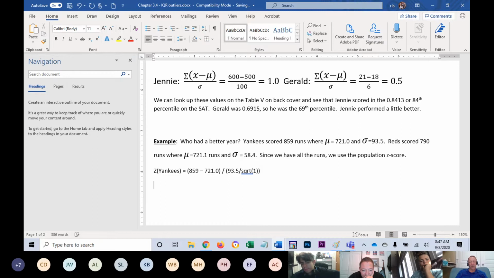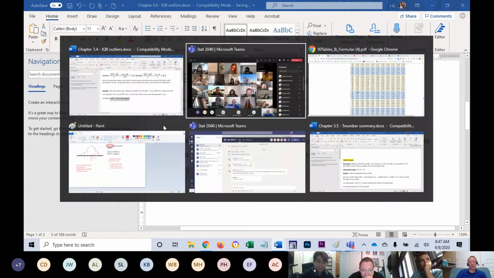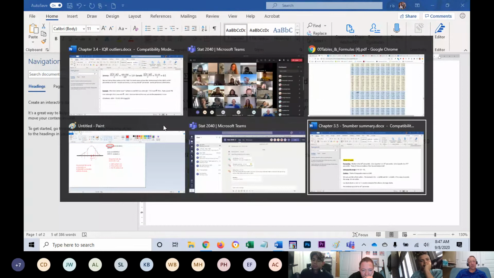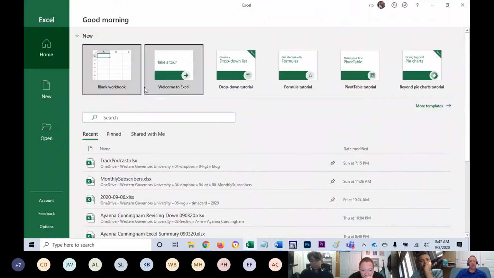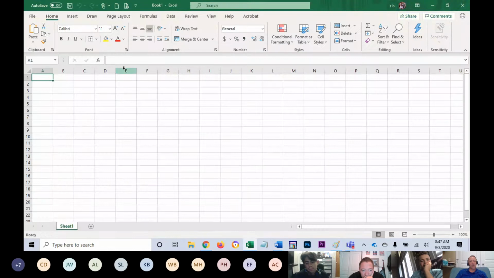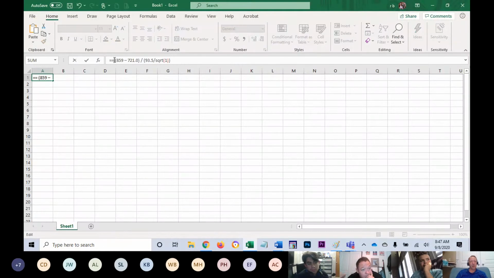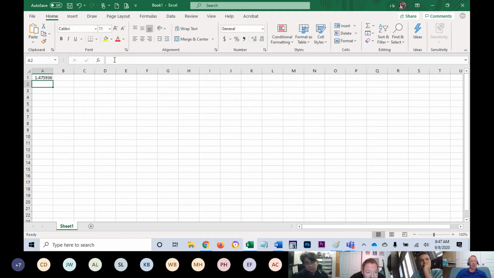All right, so if I plug this into my calculator, because I don't know those answers very well, oh, I don't have Excel open. Okay, so that gives me 1.47 standard deviations above the mean.